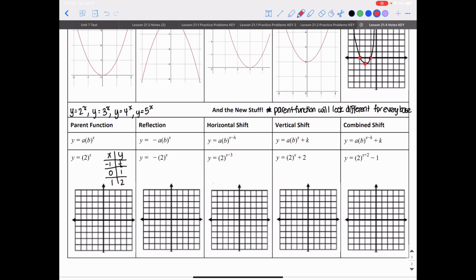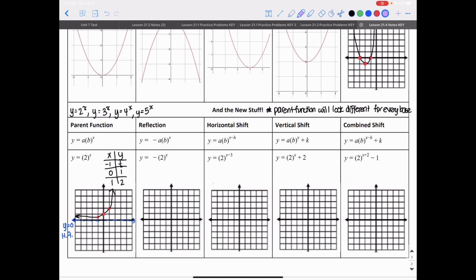And I'm going to plot those points. So I have -1, 1/2, 0, 1, and 1, 2. I'm going to connect these points. And when I do an exponential function, I know I have an asymptote. So that's a line I'm not touching, and in this case it's going to be the x-axis, or y is equal to 0. So that's my horizontal asymptote. And that's going to be the case for every parent function of every base. Your horizontal asymptote is going to be y is equal to 0.